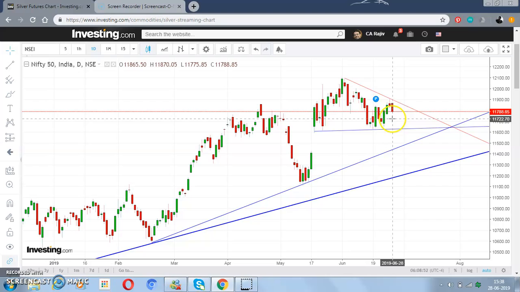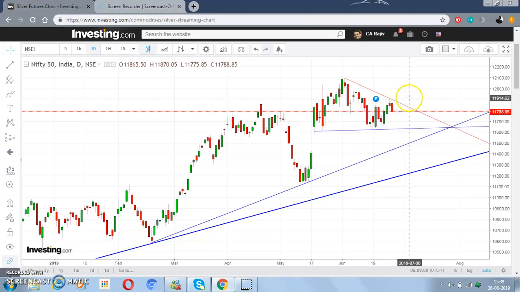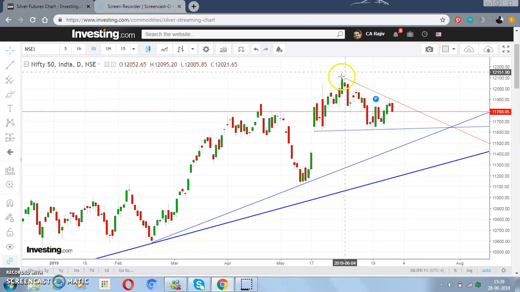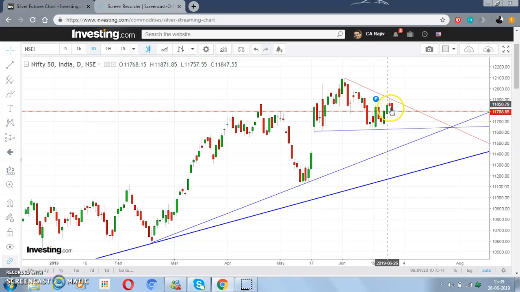So if the prices do not go downward and do not break 11,600, and if they start rising above 11,900, safely 11,950, then we can expect that the prices are likely to retest the previous high of 12,100, or maybe slightly beyond that. But as of right now, as I said, since the last couple of days, the Nifty has been falling after touching yesterday's high of 11,911.